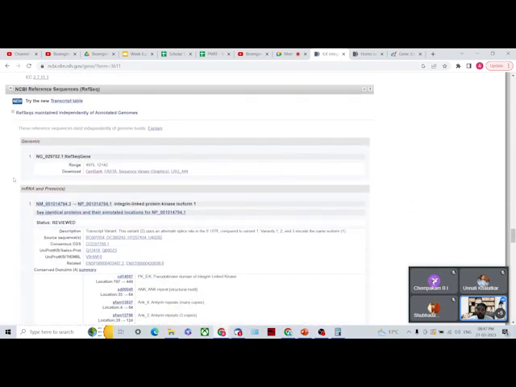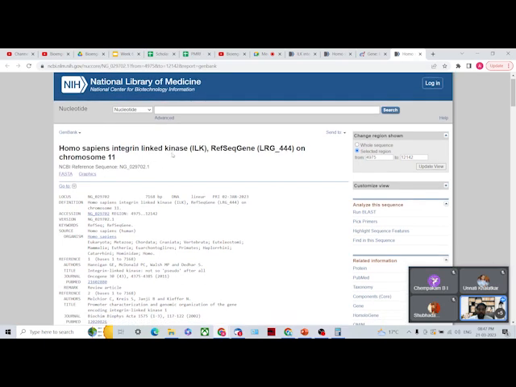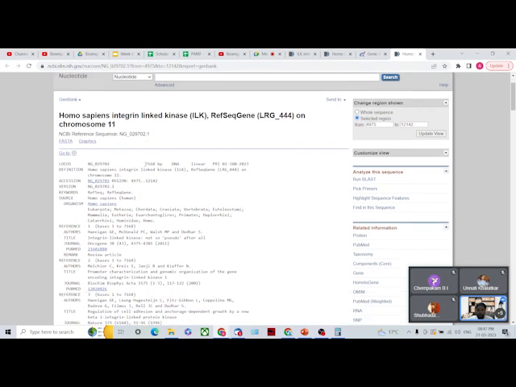So what we will do here is, using the genomic database, go to the GenBank database, right here. So Homo sapiens integrin linked kinase, you can see, now opens in the nucleotide database instead of the gene database previously, and from here we can see that the gene is 7168 base pair long.